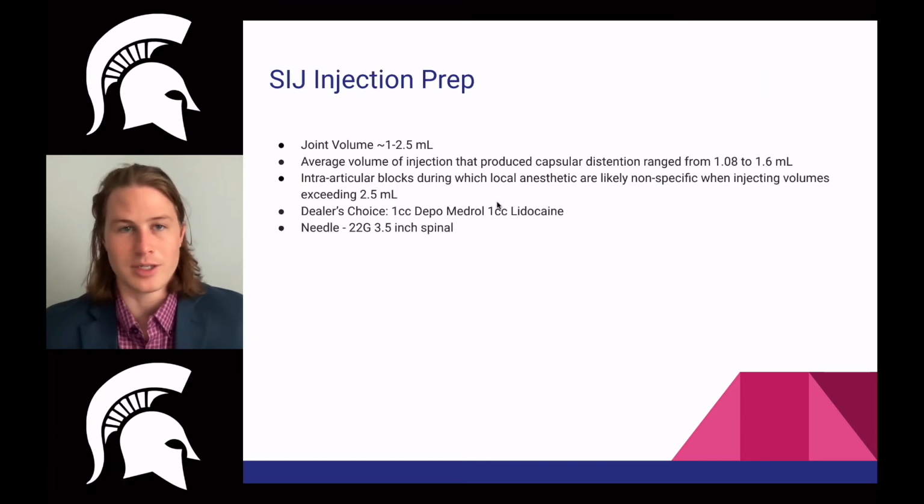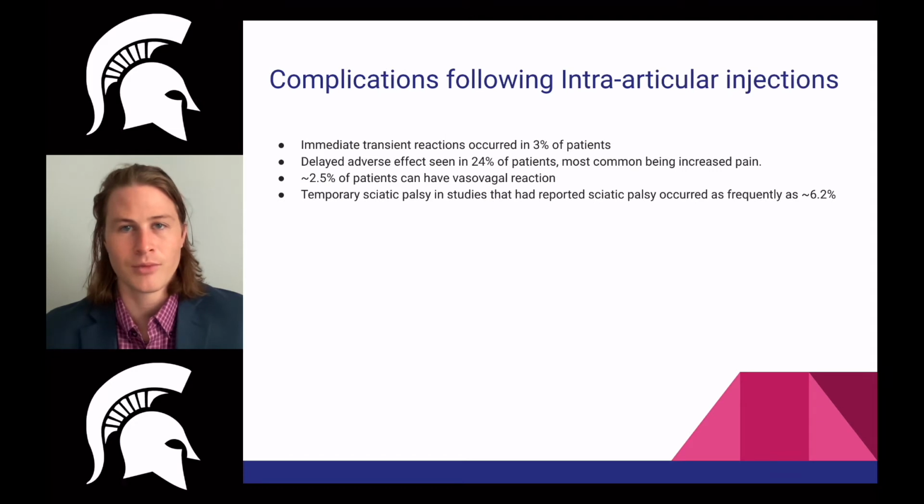Before performing an SI joint injection, we need to make sure that we understand the joint itself. The joint volume within the SI joint is about 1 to 2.5 cc's. And typically one uses 1 cc of the steroid of their choice, as well as 1 cc of local anesthetic. The needle of choice usually is a 22 gauge, 3.5 inch spinal needle. Following SI joint injections, the most common adverse effect seen in patients is increased pain, which can be seen in about 24% of patients. Occasionally, a temporary sciatic palsy has been reported, as high as 6.2% of patients.